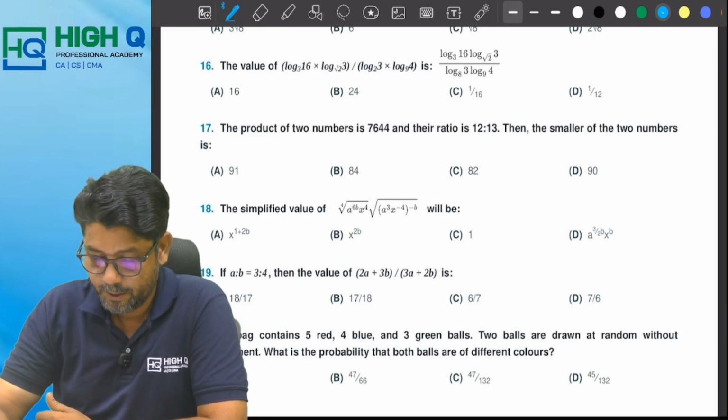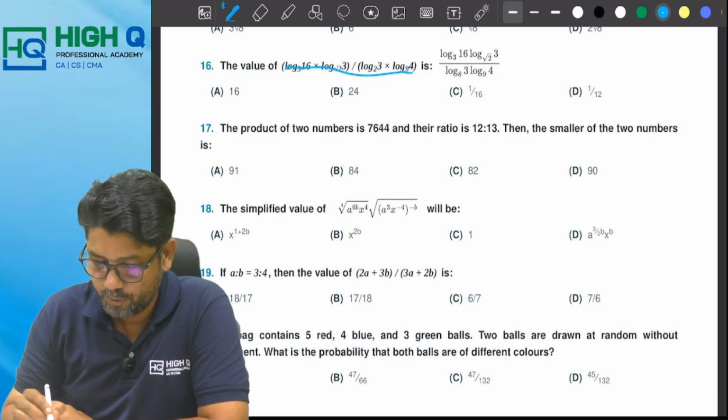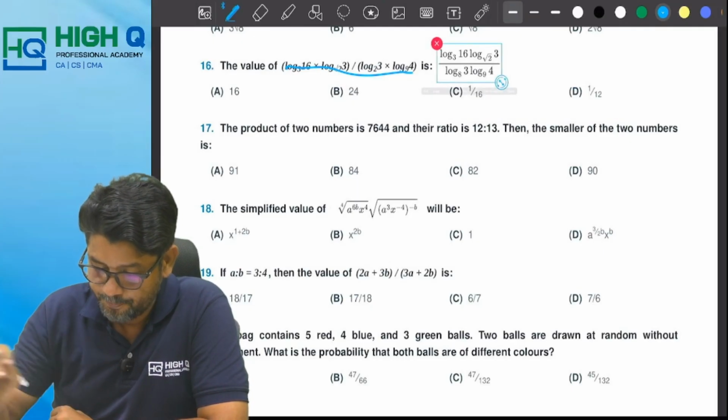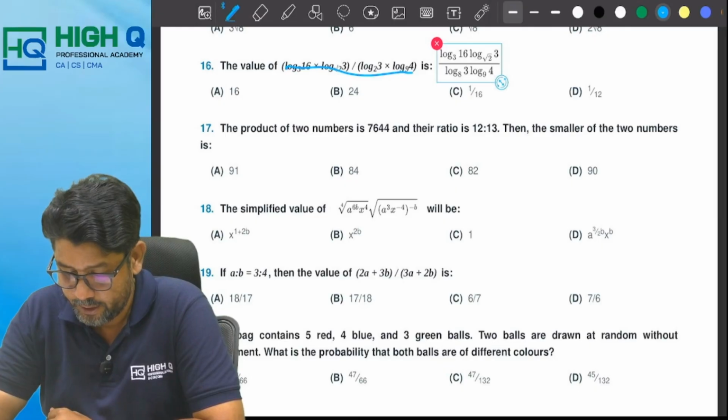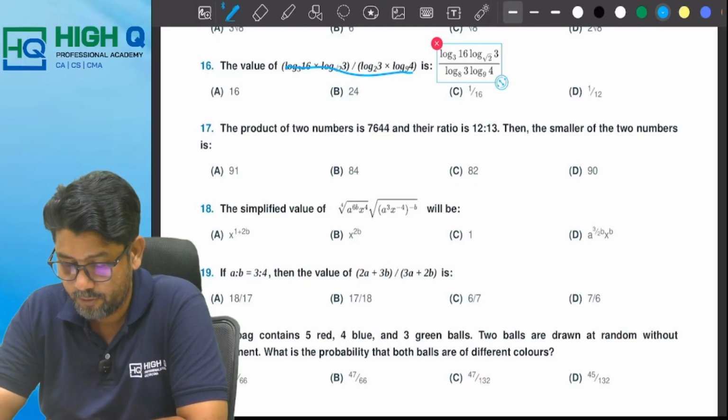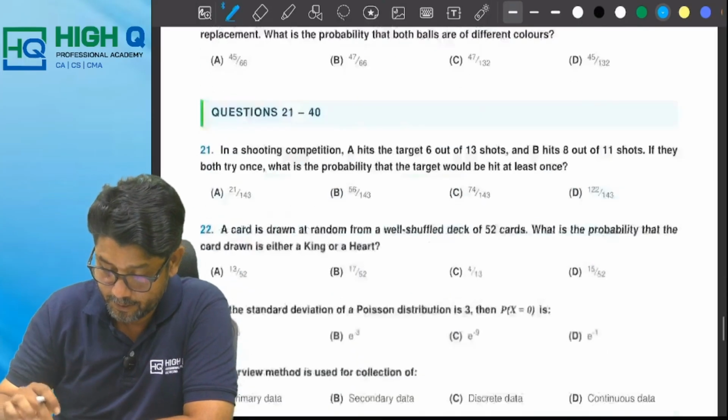Now let us start with sum number 16. Okay. I think there is a mistake in this. Therefore, I have rewritten this question again. See what is given. Log 16 to the base 3, log 3 to the base root 2, log 3 to the base 8, log 4 to the base 9.